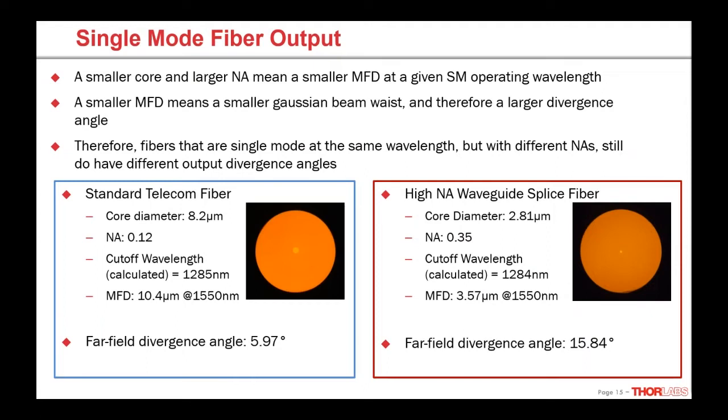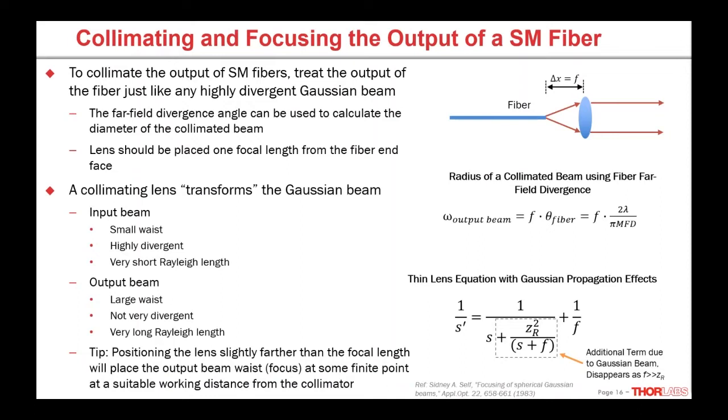Okay, the last thing to go over for the output of single mode fibers is, well, what do we do with this highly divergent Gaussian beam that comes out of the fiber? What can we do with this? And that's this last section. So, how do we work with this beam? Really all it is, like I said, is a Gaussian beam that's highly divergent.